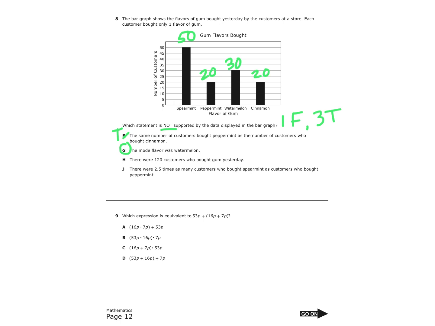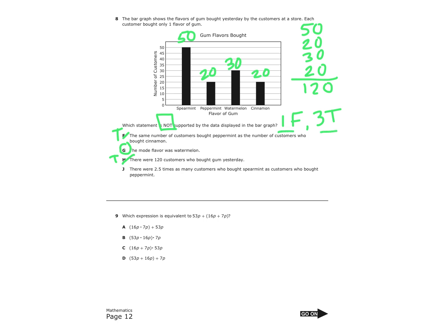H, there were 120 customers who bought gum yesterday. Well, you can add those. 50 plus 20 plus 30 plus another 20. And if we add those together, 5 plus 2 is 7, plus 3 is 10, plus 2 is 12. That is correct. This is a true statement. There were 120 customers who bought gum yesterday. So since that's true, that one, just like F, is ruled out because we're looking for what is not supported. We're looking for the false statement.